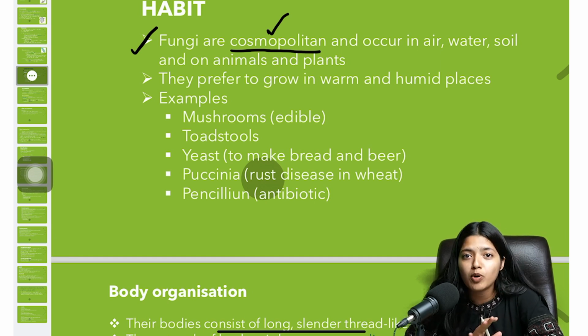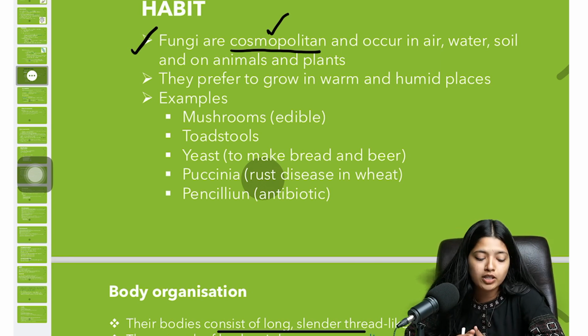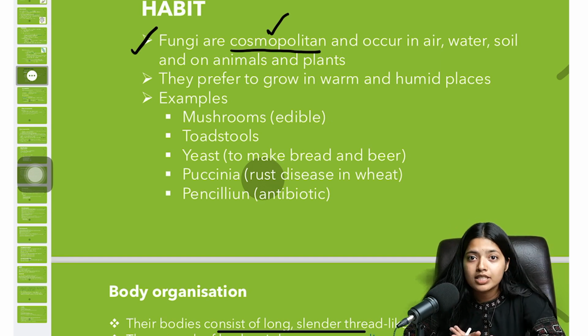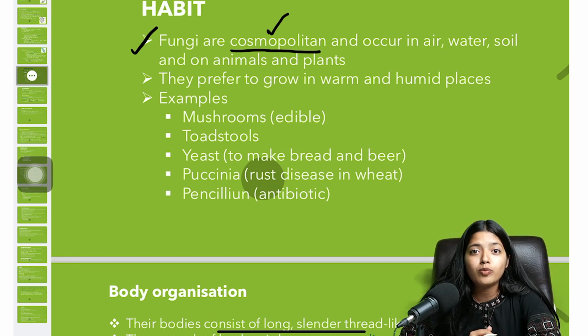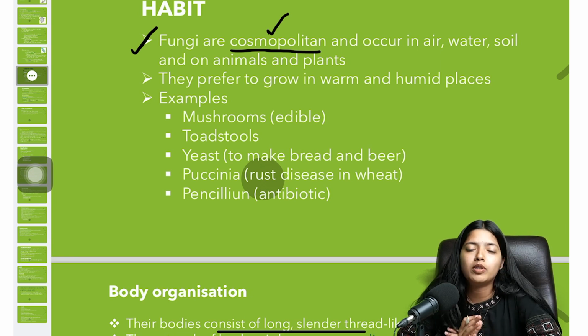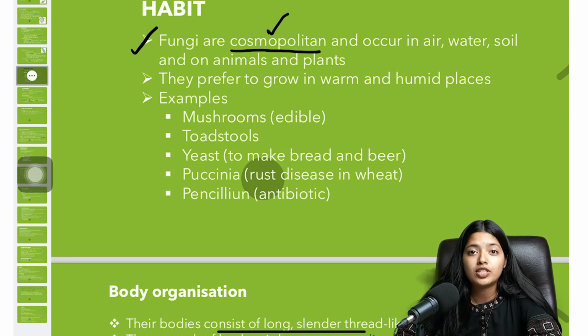They are cosmopolitan. In every part of the world, we can see a member of Kingdom Fungi. They are seen in air, water, soil, animals. Yes, how in animals? They cause diseases, so they are parasites. When they cause diseases, they infect animals. So they are seen in animals and also in plants. Fungi do infect plants. So members of Kingdom Fungi are seen everywhere.